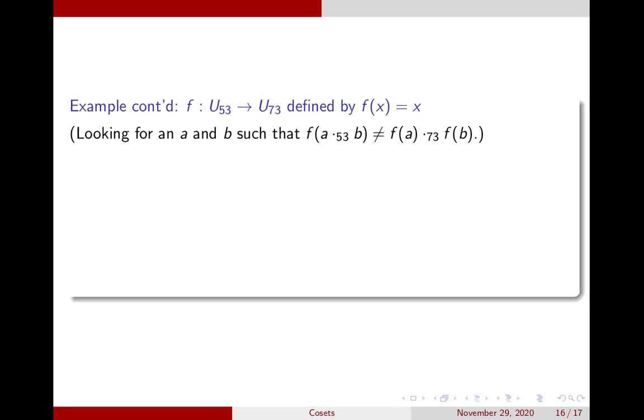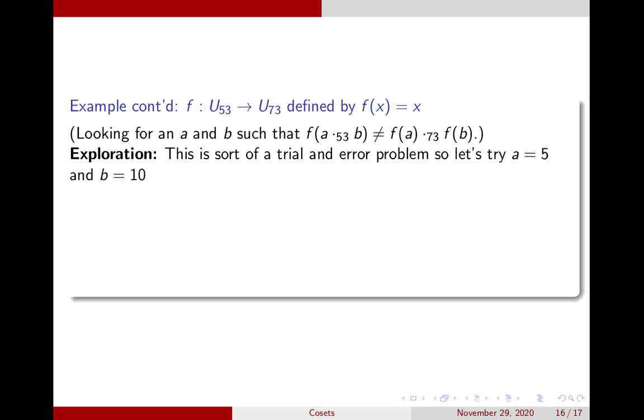Okay, so here's a new slide where we have a little bit more room to work. The function is f of x equals x, and we're looking for two elements of U53 for which this inequality holds, for which f of a times sub 53 b is not equal to f of a times sub 73 f of b. This is sort of a trial and error problem. So we're going to do a little exploring. So let's try a equals 5 and b equals 10. This is sort of a random choice of elements from U53. If this works, if for this choice of a and b this inequality holds, then we will be done.